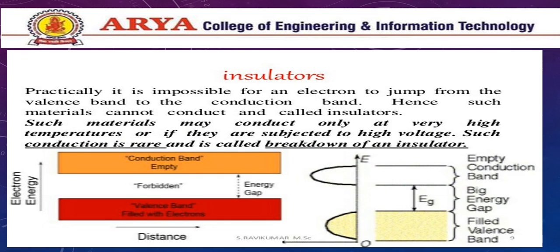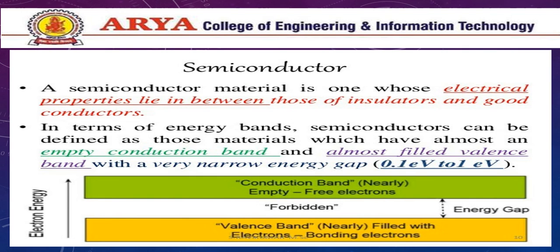In an insulator, it is practically impossible for an electron to jump from the valence band to the conduction band, hence the material cannot conduct electricity and it is called an insulator. A semiconductor is a material whose electrical properties lie between those of an insulator and a conductor. In terms of energy bands, a semiconductor can be defined as a material which has an almost empty conduction band and an almost full valence band.